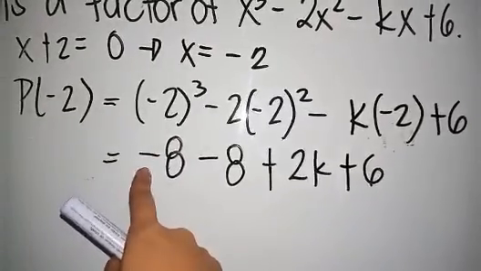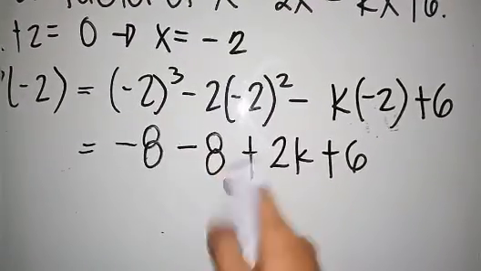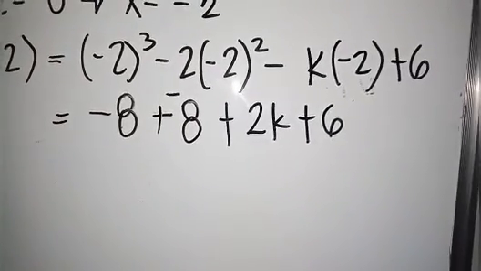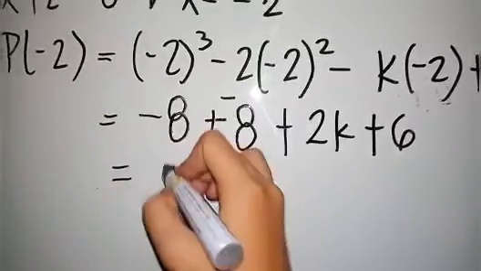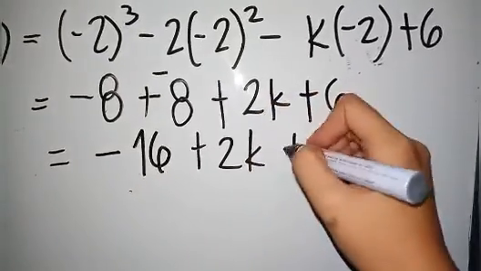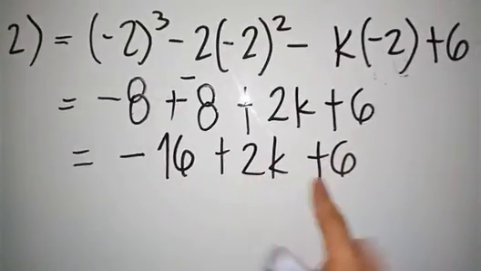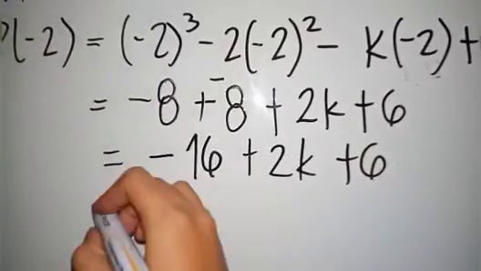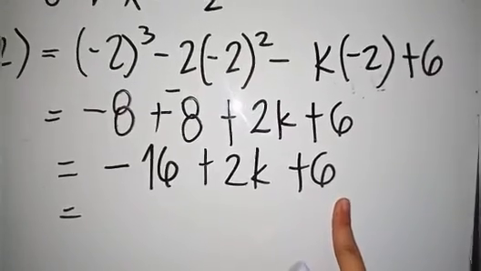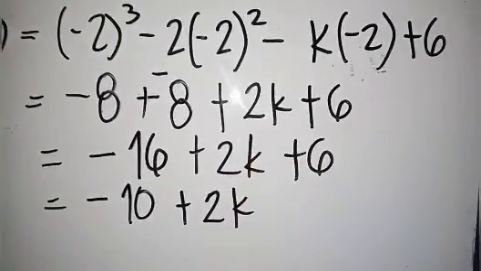Then, next, we have to simplify ito ulit. So, negative 8 minus 8. So, ito, change the sign of the subtrahend. Then, proceed to addition. So, we have now negative 16. Then, just copy 2k and positive 6. So, ngayon, pagsamahin na natin yung ating similar terms or yung ating constant dito na negative 16 and positive 6. So, negative 16 plus 6 will give us negative 10. So, we have negative 10. Then, just copy 2k.